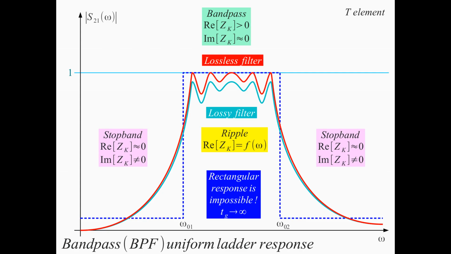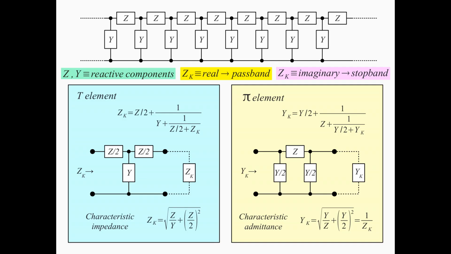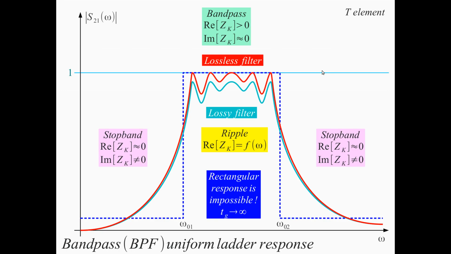Look at the examples. Let's first have these things explained about the characteristic impedance, that it's real and imaginary. What I said about the characteristic impedance: if we are building a bandpass filter, we have a passband here and we will have a stop band on both sides. In the stop bands we have an imaginary Zk, an imaginary characteristic impedance, while in the passband we have a real Zk.